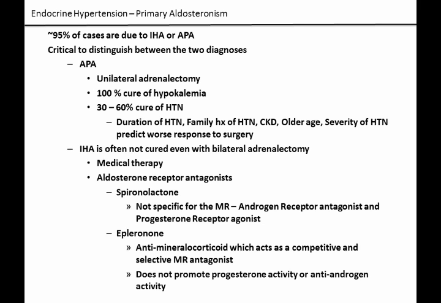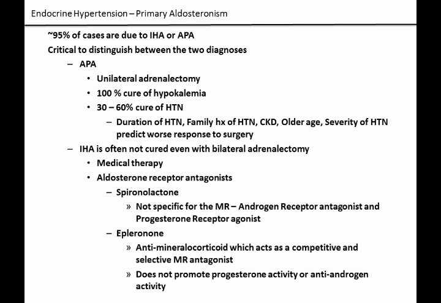Unfortunately, spironolactone is not specific, so it's actually an androgen receptor antagonist, so in men it causes hypogonadal symptoms. And also, it's a progesterone receptor agonist, and that can cause problems for women with interrupted menstrual cycles. Eplerenone does not have those two nonspecific effects. So it doesn't promote progesterone activity, and it doesn't have anti-androgen activity. It's a lot more expensive, but they both pretty much work equally effectively, although I'm not aware of head-to-head RCTs on them. Yeah?